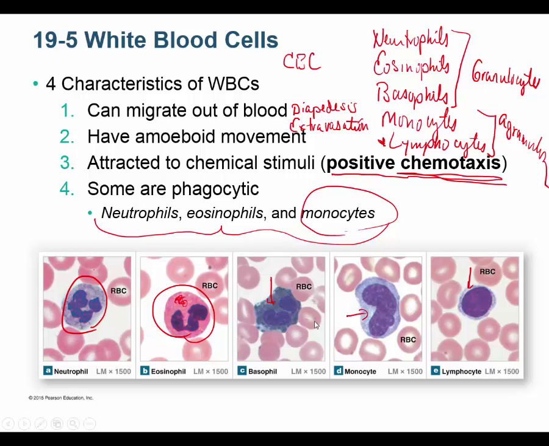And I don't remember if we do the histology of this in lab. You might have to memorize these in lab, but not for lecture. I mean, how they look. You definitely have to memorize them for lecture, their names and what they do. But how they look on a peripheral smear, I don't believe we do that.